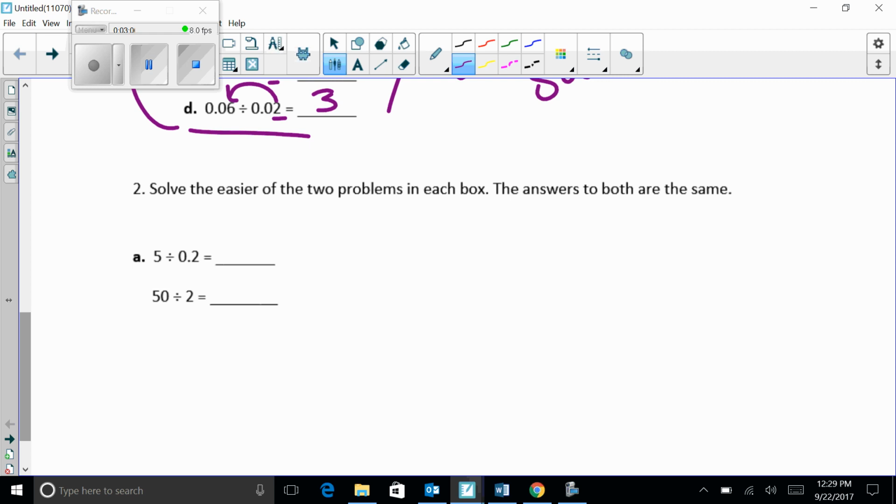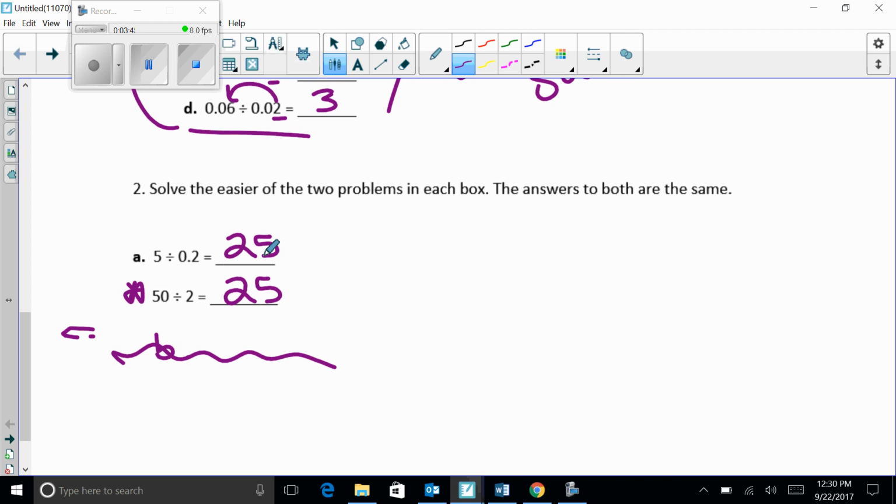And you guys have a B down here that's listed. I'm sorry. I just want you guys to cross out the B. It got added on there extra and we don't need that one. So it says solve the easier of the two problems in each box. Both answers are the same. So if we look at these, I have 5 divided by 2/10 and I have 50 divided by 2. Well, probably most of you are going to say, well, this one is going to be easier and I know that that is 25. What your directions say is that this is also going to be 25, and I'm now going to show you why that is how it is.